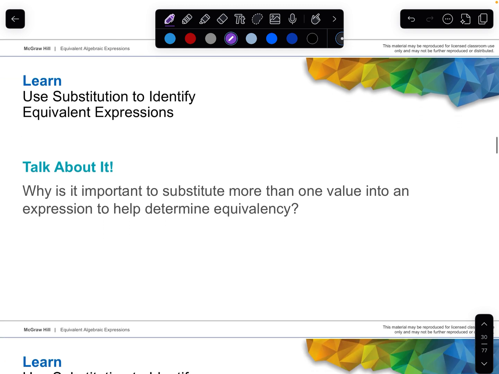So let's talk about it. Why is it important to substitute more than one value into an expression to help determine equivalency? Pause the video here, write your answer down, and I'll discuss my reasoning in a moment.